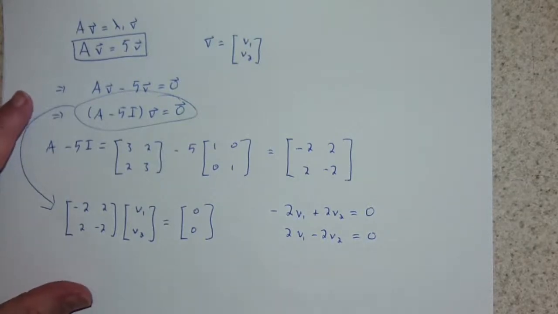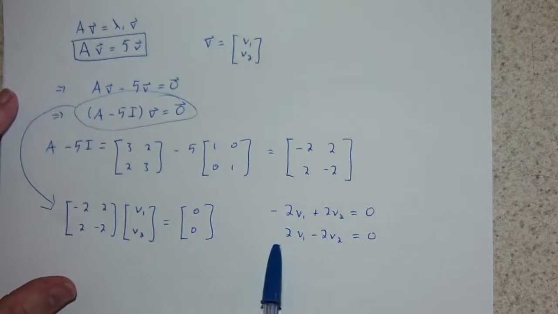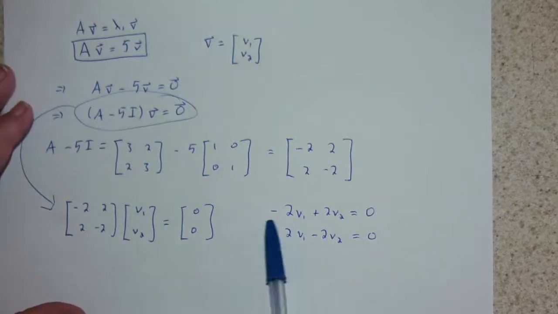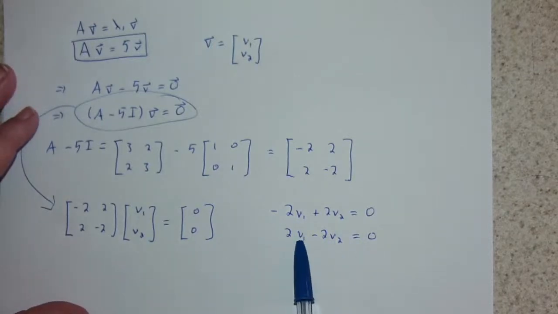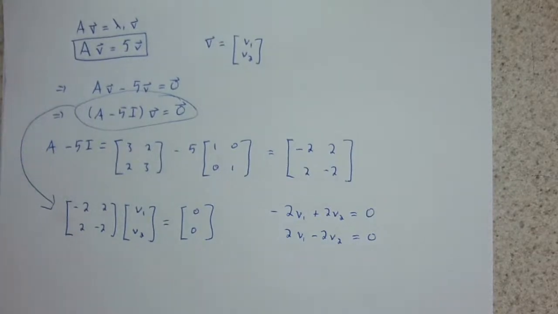Now notice how this works, right? It turns out that both of these equations are actually the same equation. I've just multiplied, say, this one by minus 1. If I multiply this by minus 1, I get minus 2v1 plus 2v2 is equal to 0. It's the same equation. So either of these equations I pick will work to solve this. We have some freedom here, right? We're going to have a choice, because we're going to have a free variable.